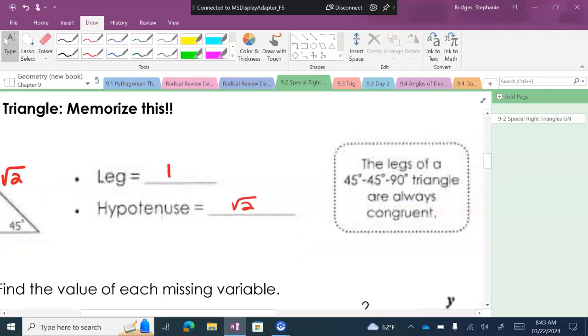And then in this little box, it says that the legs of a 45, 45, 90 triangle are always going to be congruent. That's why they're both 1. Is everybody okay with that so far?